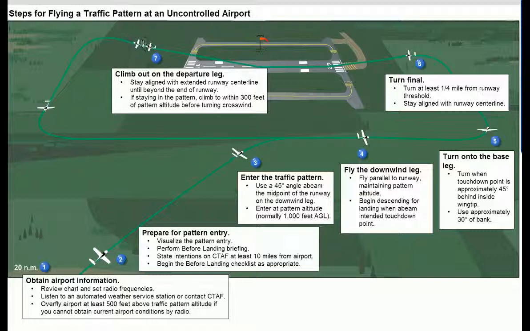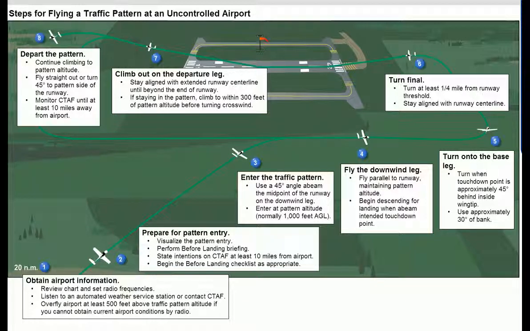If you are not remaining in the traffic pattern to practice takeoffs and landings, depart the pattern. Continue climbing to pattern altitude. Then, fly straight out or turn 45 degrees to the pattern side of the runway. In either case, you should comply with the departure procedures established for that airport. Continue to monitor the CTAF until you are at least 10 miles away from the airport.